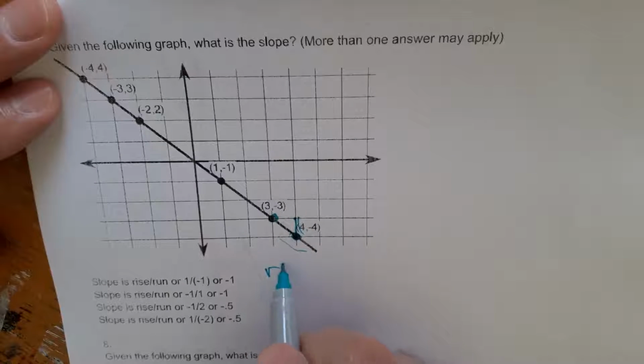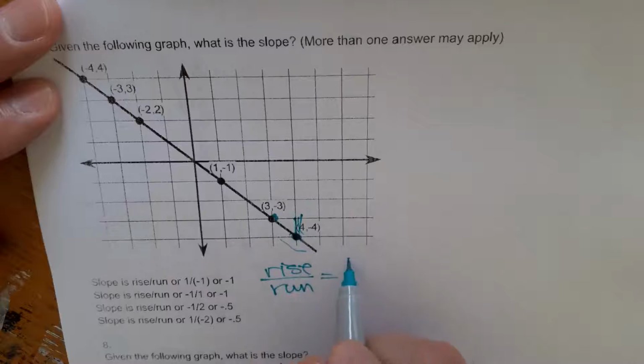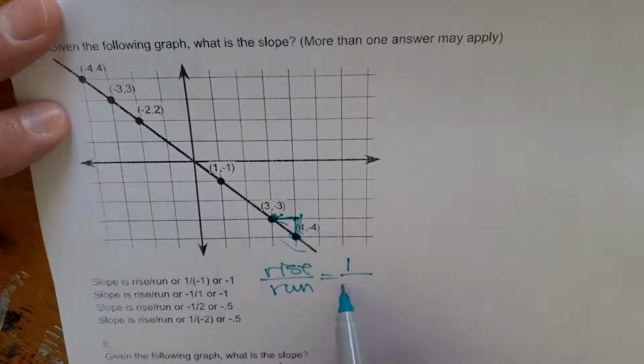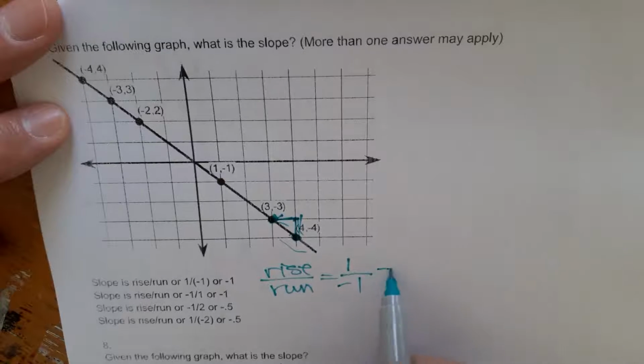So if we say rise over run, rise would be 1, okay, over run. In this case, because we're going to the left, it's a negative 1, right? So positive divided by negative is a negative, 1 divided by 1 is 1. This is a slope of negative 1.